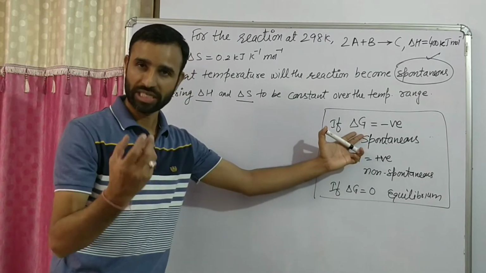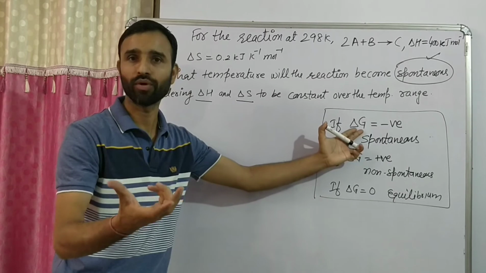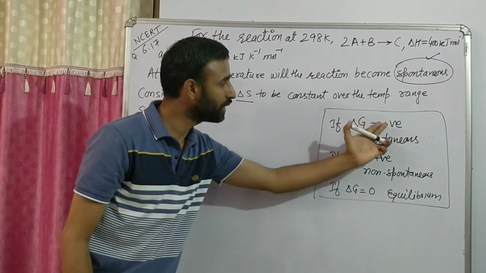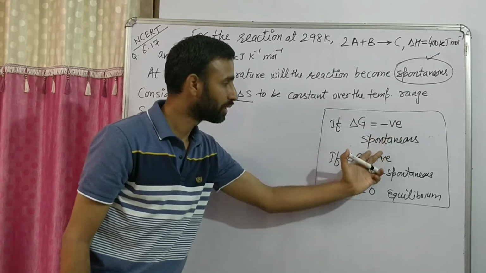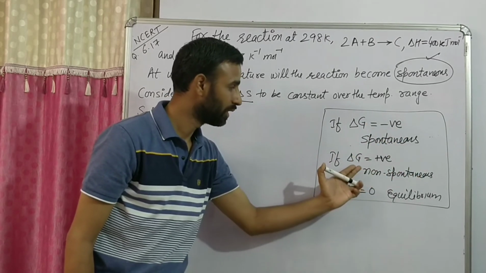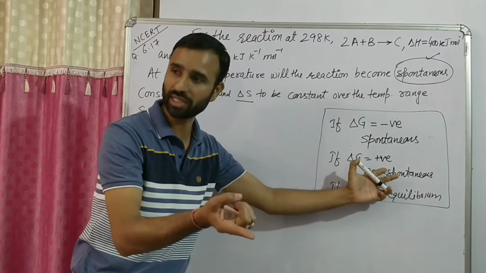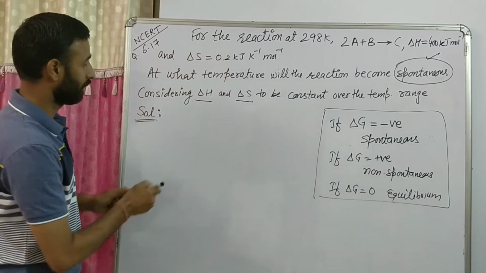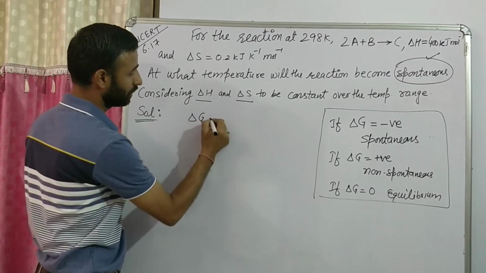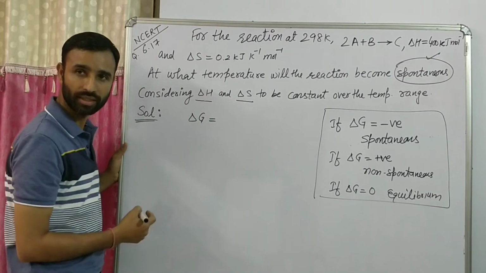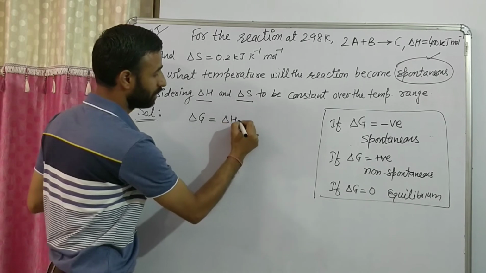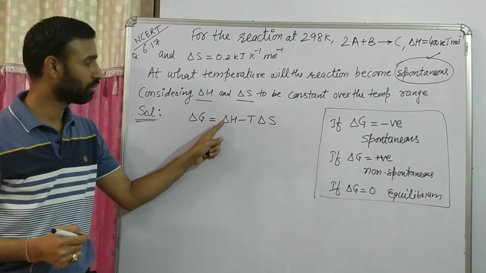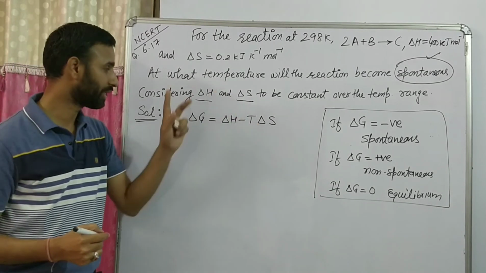Delta G is actually the excess energy available for the system to do the useful work. Okay, so delta G, if it is less than 0, reaction is spontaneous. If it is positive, or we can say greater than 0, then it is non-spontaneous. Now we have delta G. It is related to delta H and delta S by the relation delta G is equal to delta H minus T delta S.